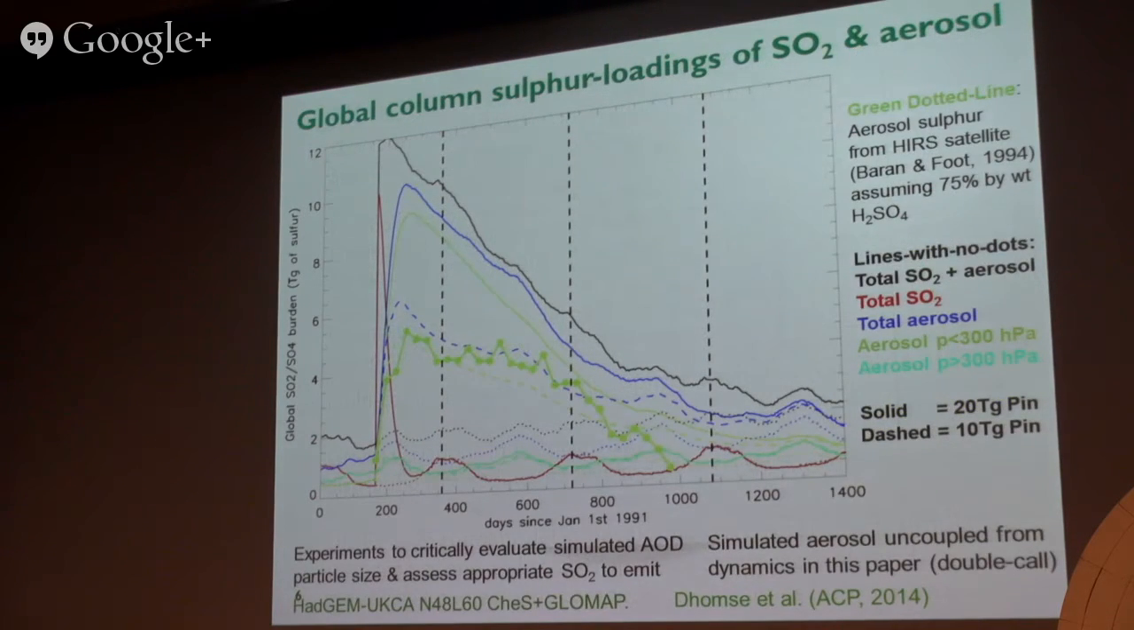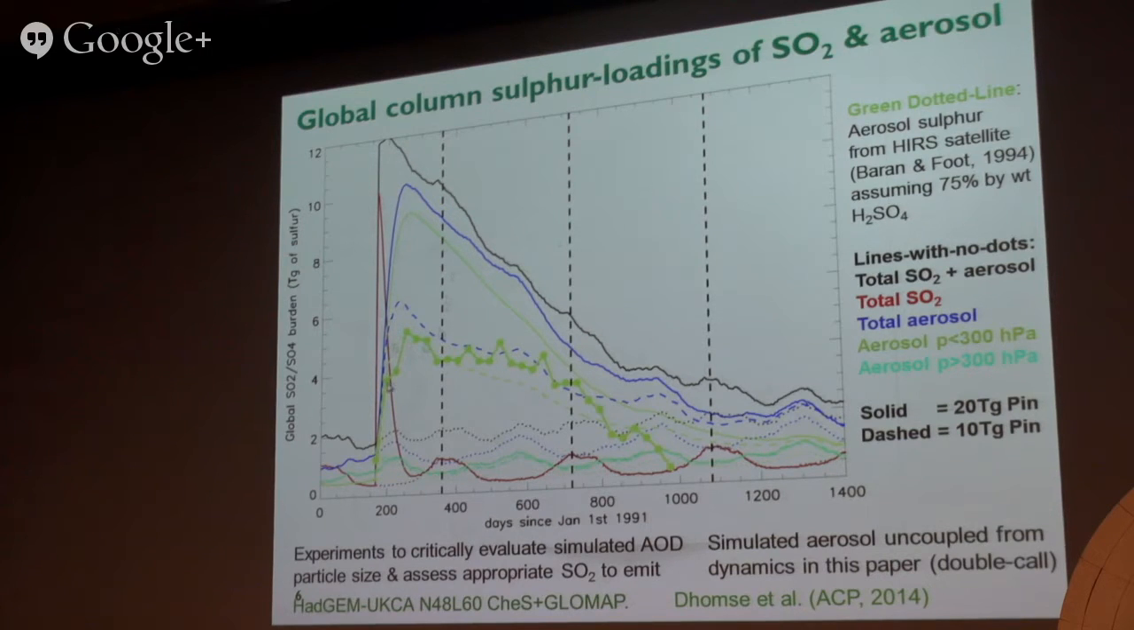So here's just showing the evolution of the sulfur loadings from these simulations. So the solid lines are from the 20 teragram run. So here you see the 10 teragrams of SO2 in red is rapidly converted after the eruption into sulfuric acid. And this green line is how much sulfuric acid is in the stratosphere in aerosol particles.